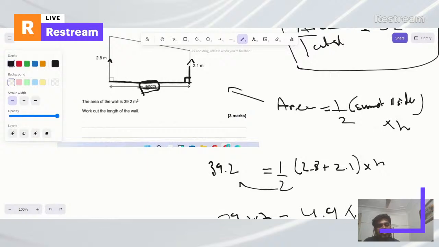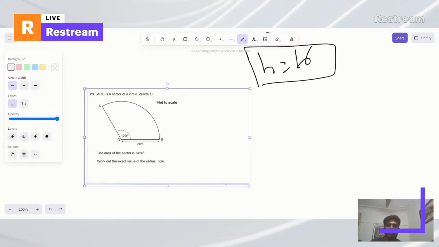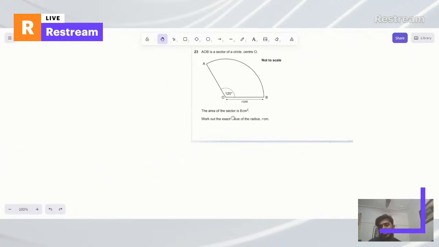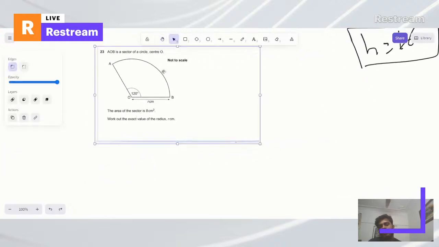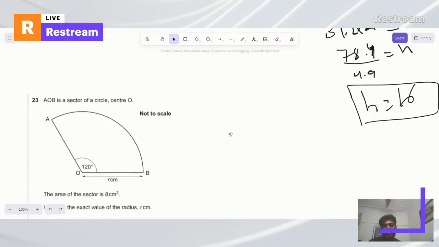Are you guys sure that you understand this? Okay, so now let's move on to another question. This question is about sectors. Sectors was one of the things that we studied towards the end of the class on Friday. So yeah, let's do this.